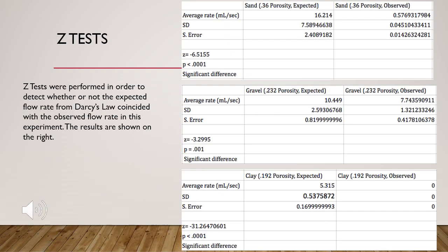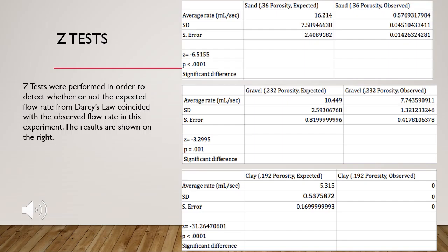Z-tests were performed in order to detect whether or not the expected flow rate from Darcy's Law coincided with the observed flow rate in this experiment. The results are shown on the right. As you can see, the z-test showed for sand a z-score of negative 6.5155 with a p-value of less than 0.0001, which showed to be extremely significant.